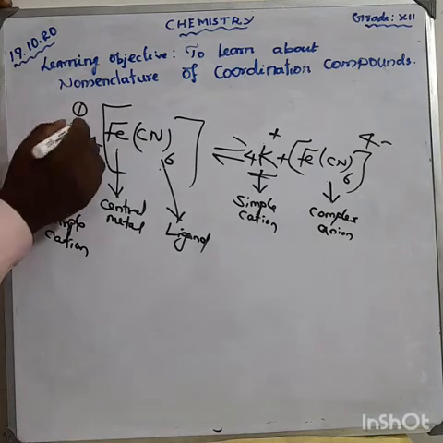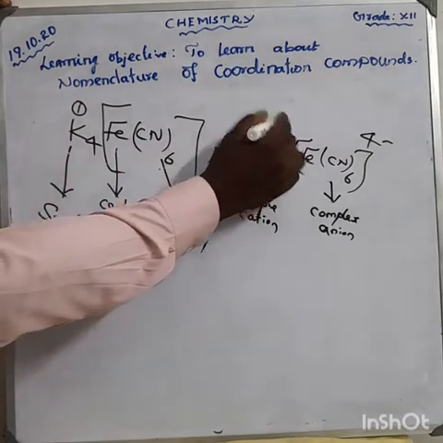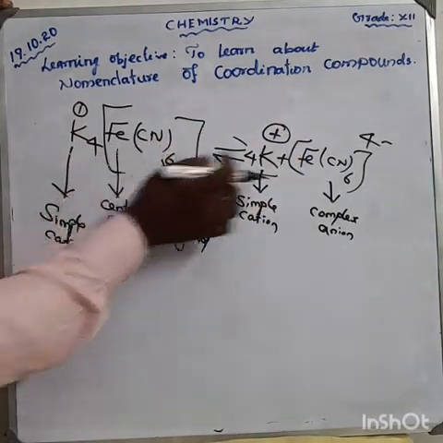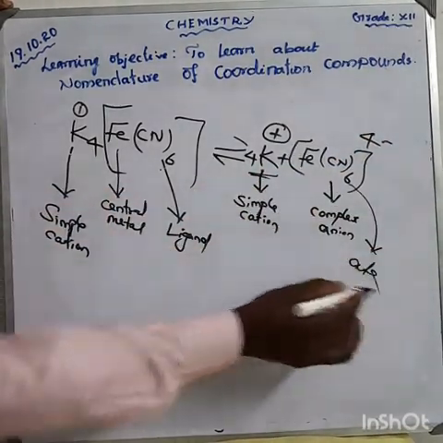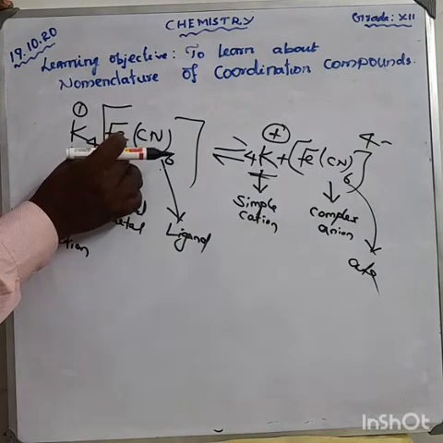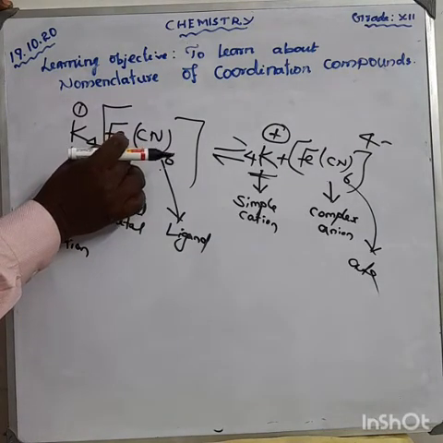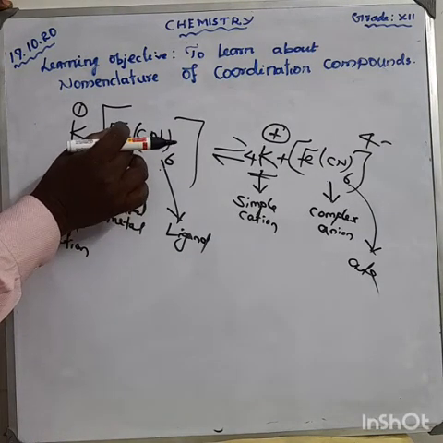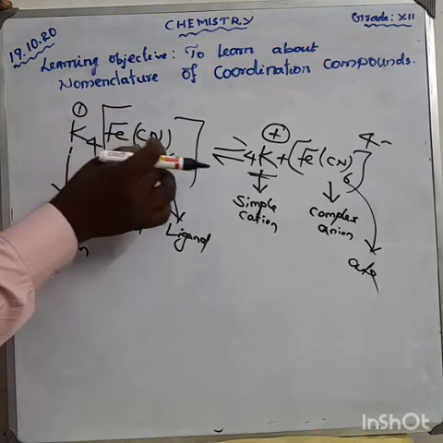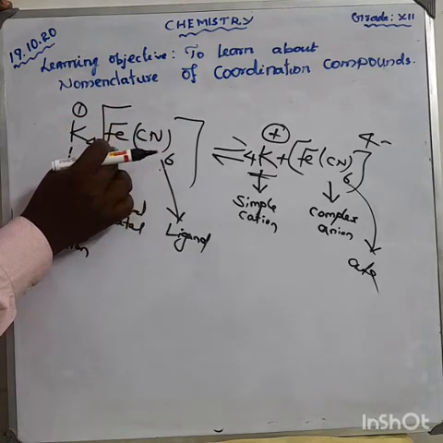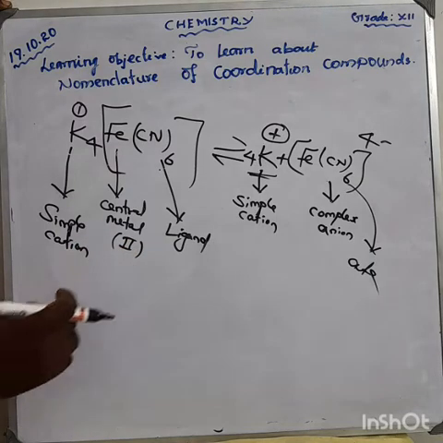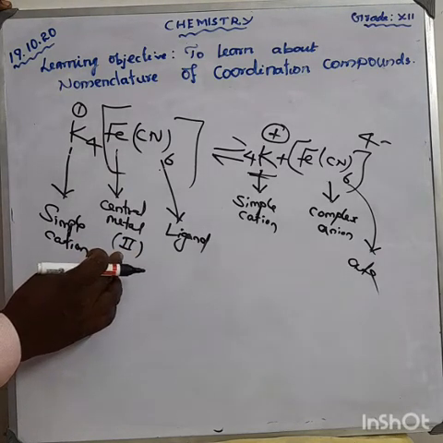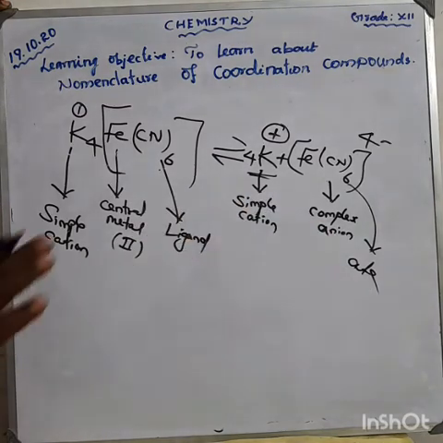Here, this is the charge of this potassium. This is the plus charge, and this coordination entity has the minus charge. So for a minus charge the name ends with -ate. Fe means iron, am I right? Ferrous or ferric we are saying. So potassium hexacyanoferrate. The oxidation state is also given. In the previous video I told you how to find the oxidation state. So hexacyanoferrate(II), that is the name.